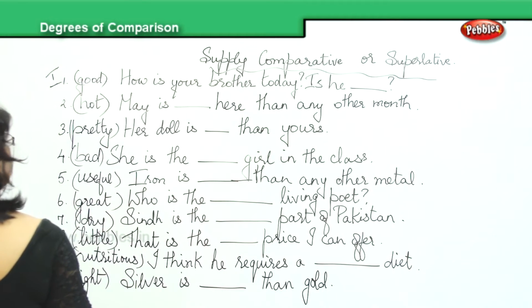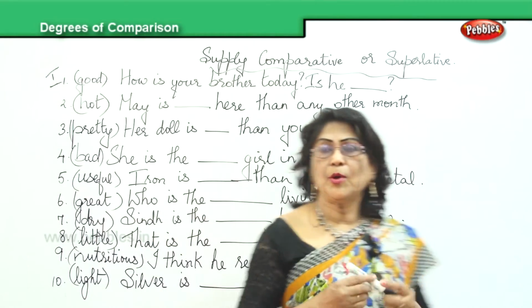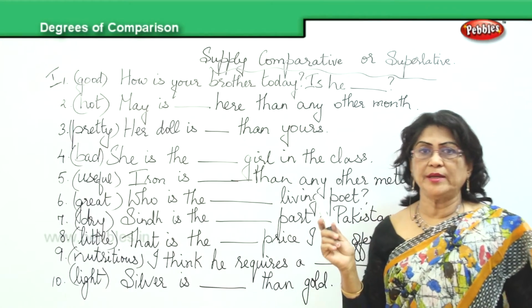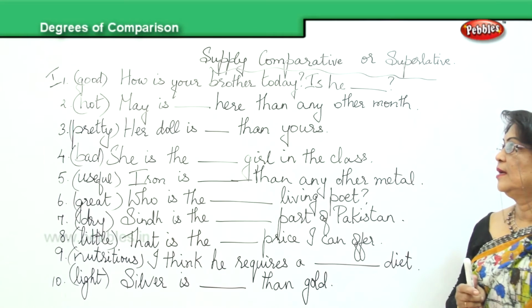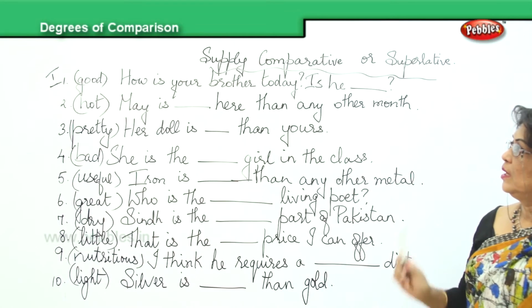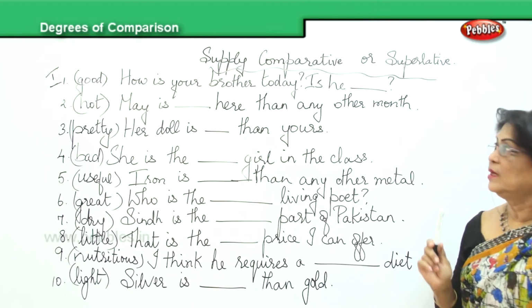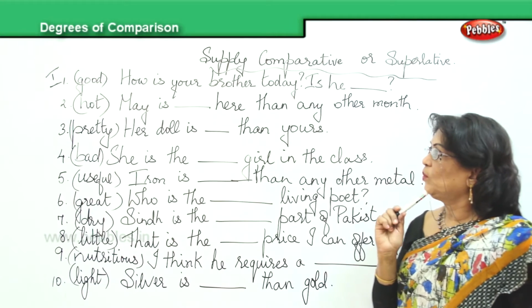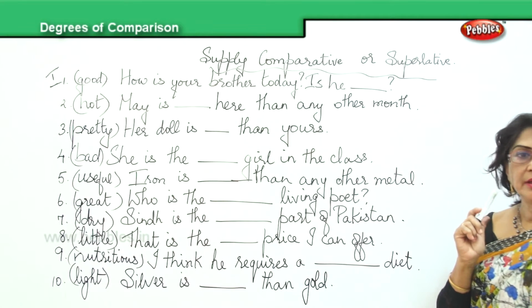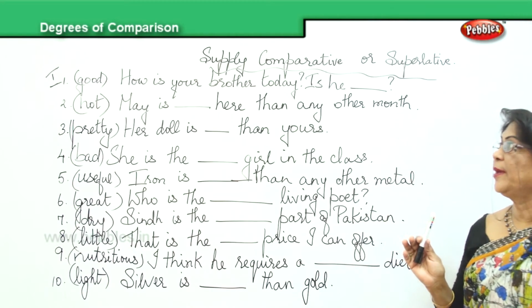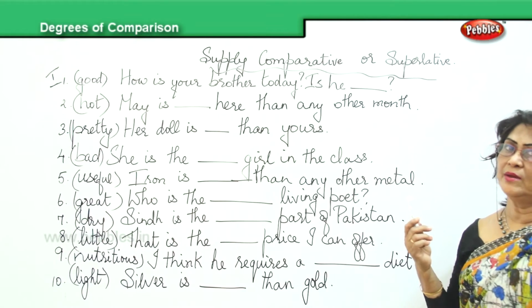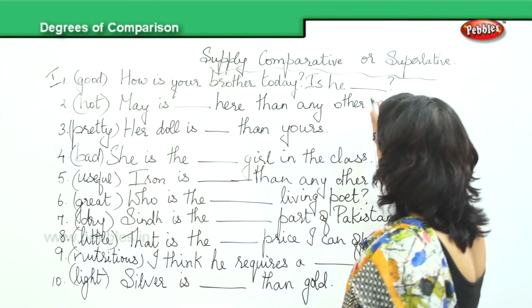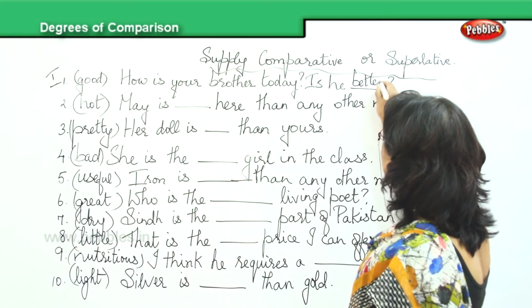Okay, I've given you 10 sentences and I've given the positive degree here, and you're going to change it into either comparative or superlative according to the sentence. Now the first one is good. How is your brother today? Is he dash? Okay, what will you write? What are the other two degrees of comparison for good? Better and best. Is he best? We can't say. Is he better? How is your brother today? Is he better?